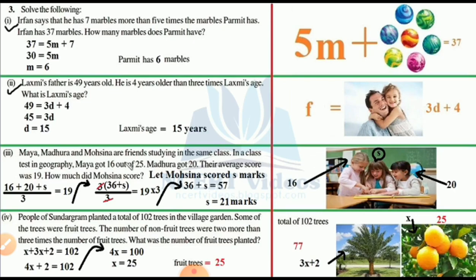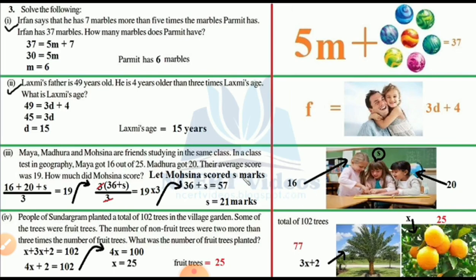Madhura got 20. Their average score was 19. How much did Mohsina score? Oh, very nice. So here we have to find out Mohsina's score. Three girls' scores are there, 16 and 20. One is not given, but the average is given. Average means total divided by the number of students is equal to the average.